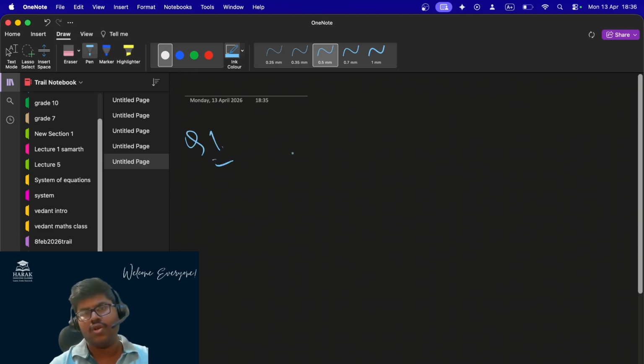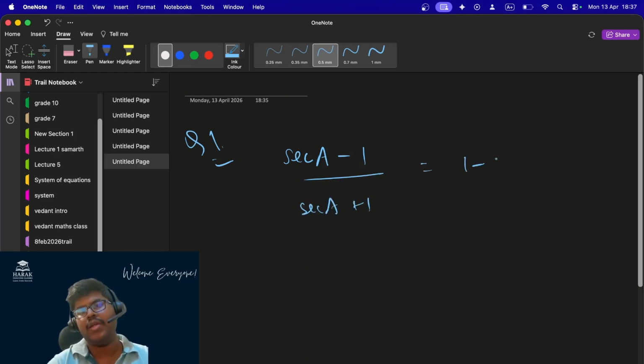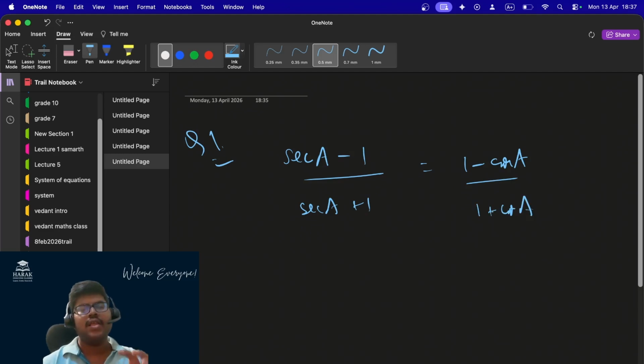So question first, we need to prove that (sec A minus 1) over (sec A plus 1) is equal to (1 minus cos A) over (1 plus cos A), right? So how to do this? See, in these kind of questions, when we have a proof, we need to think over how do we start.